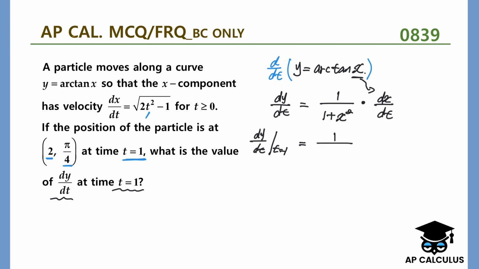It's 1 over 1 plus 2 squared, times dx/dt, that's square root of 2 times 1 squared minus 1. So that's going to be 1 over 5 times square root of 2 minus 1, that's 1. So that's going to be 1 over 5.